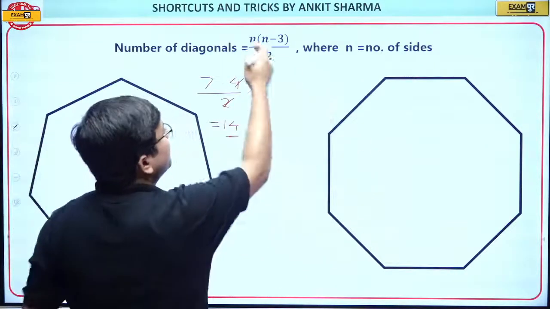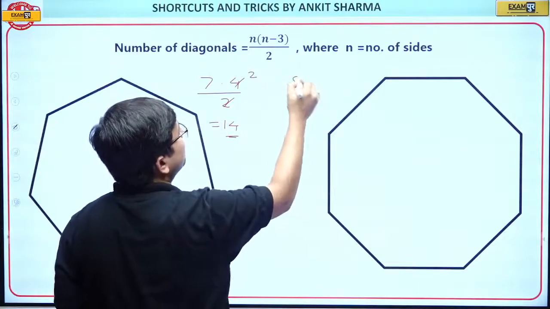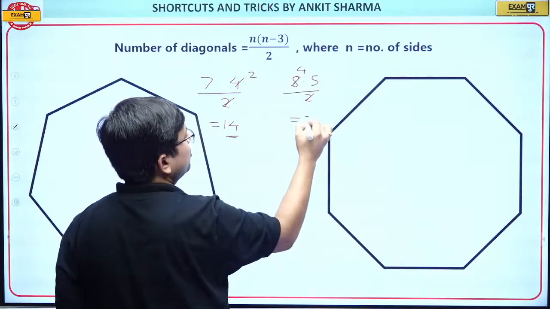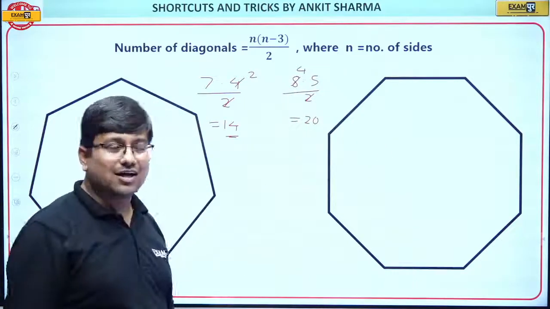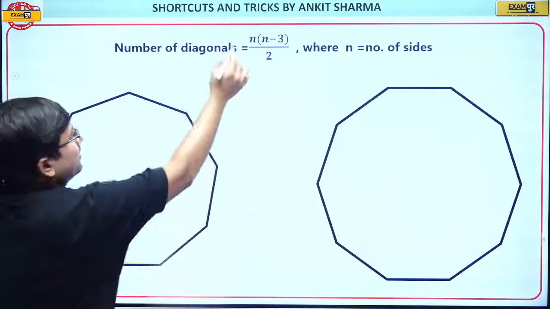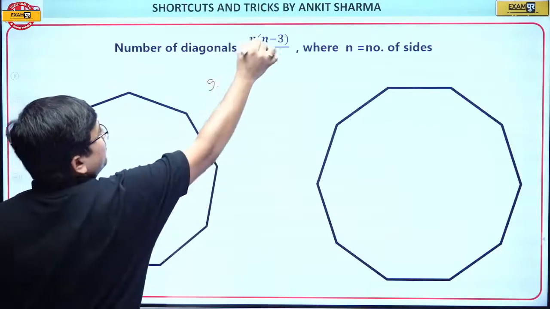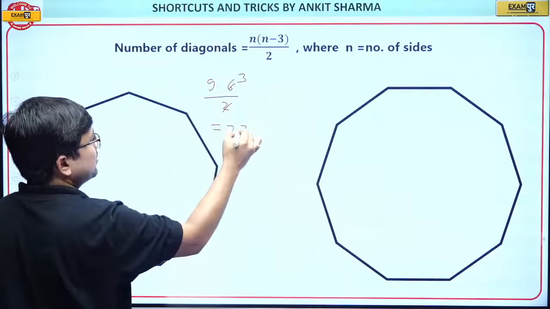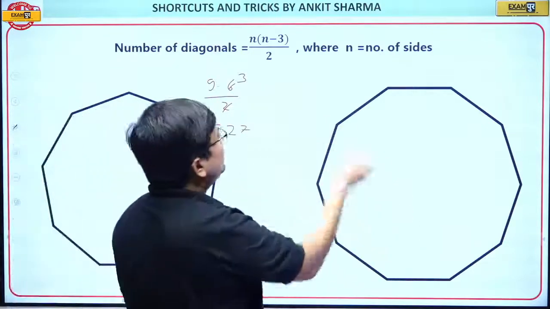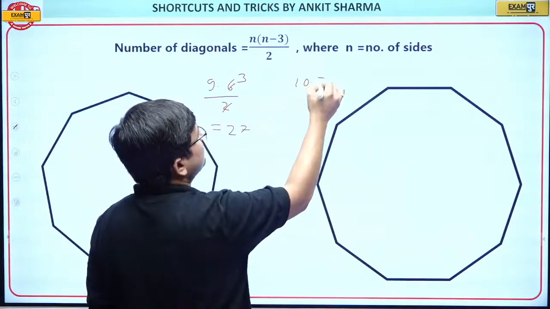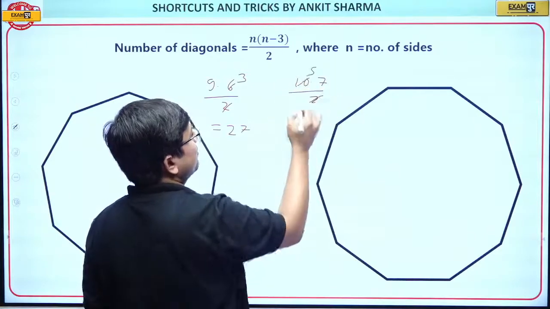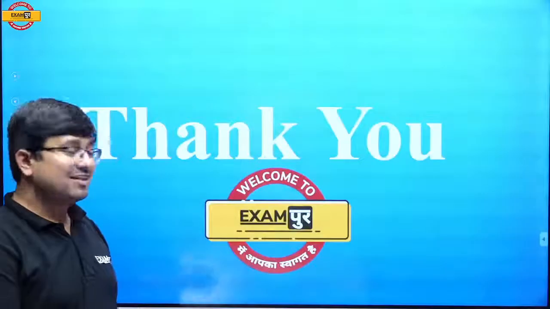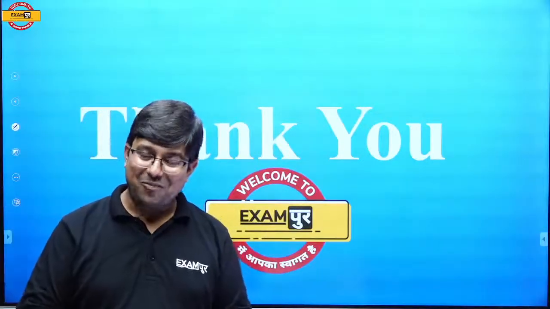In an octagon, 8 sides, we put 8 over here: 8 into 8 minus 3, 5 upon 2. The moment you solve it, you will get 20 diagonals in an octagon. In a 9-sided structure, 9 into 9 minus 3, 6 upon 2. The moment you solve this, you will get 27. And in a decagon, a 10-sided structure, 10 into 10 minus 3, 7 upon 2. The moment you solve this, you will get 35 diagonals in a decagon. And hence, this is the quickest method. I hope you understood it.